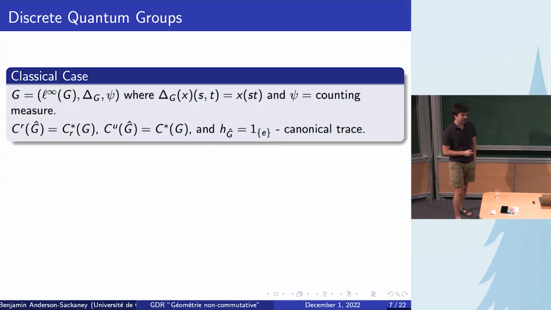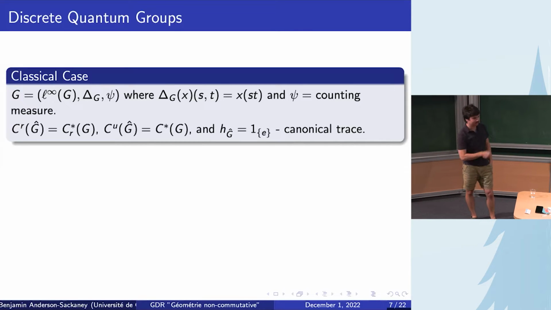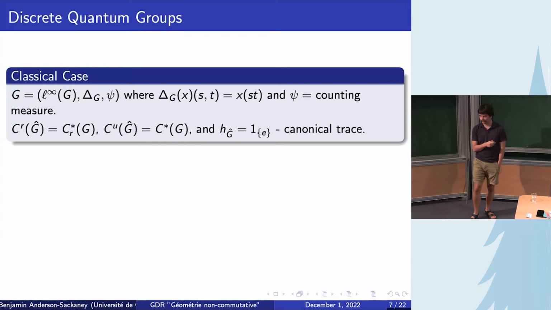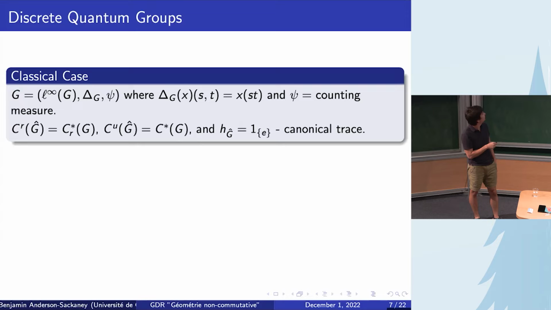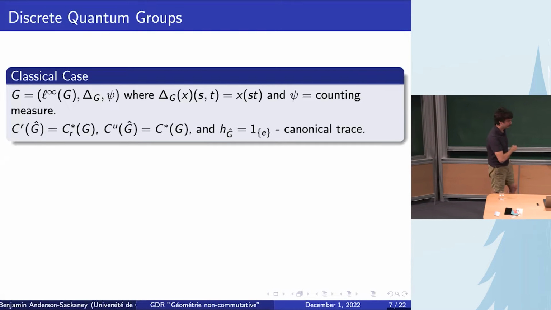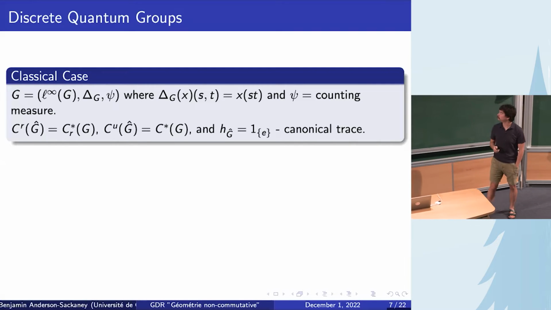And so in the classical case, if you quantize a discrete group, L infinity of G is just l infinity of G, the coproduct is defined using the group product, and the left and right Haar weights coincide, and it's just the counting measure. And the reduced C-star algebra is the reduced C-star algebra, etc. And the Haar state is this canonical trace. It's the thing that's supported only on the trivial subgroup in terms of the group unitaries.